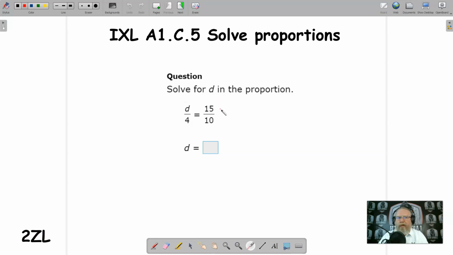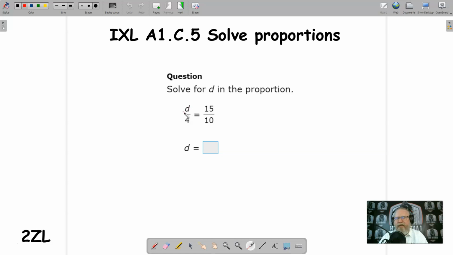So, solving proportions. Remember, a proportion is two ratios set equal to one another. That is, say, two fractions, such as D is to 4 as 15 is to 10. So we have to find out the value of D here. We're going to do this by multiplying our extremes and setting that equal to the product of our means.